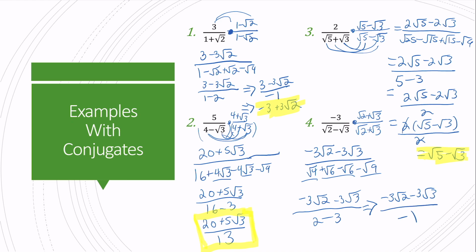That means I then have to change my sign. So I have 3 root 2 plus 3 root 3 for my final answer.